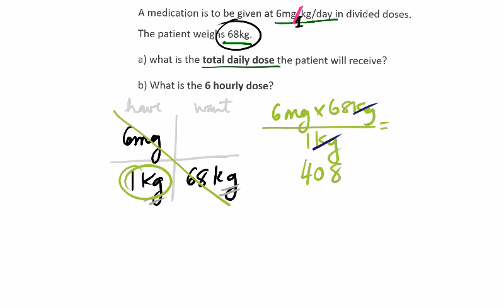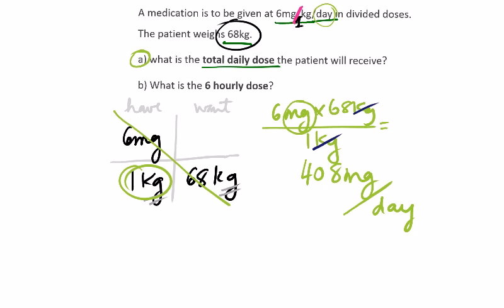It's the size of the answer. It's not 40.8 or 4080. It's 408, and the unit is milligrams. Because we used the information about the whole day, acting as the concentration, the rate at which the drug has to be given is per day. This answer will be per day. So question A, total daily dose: 408 milligrams per day.